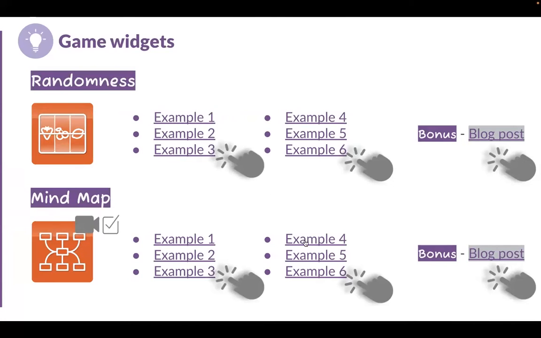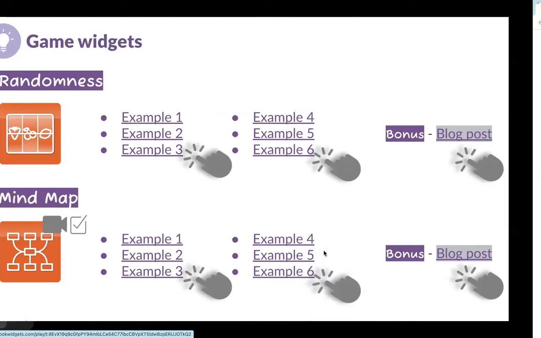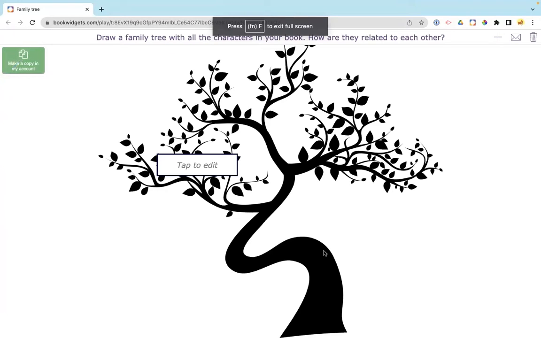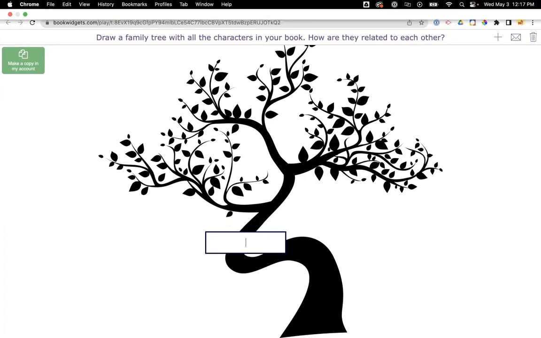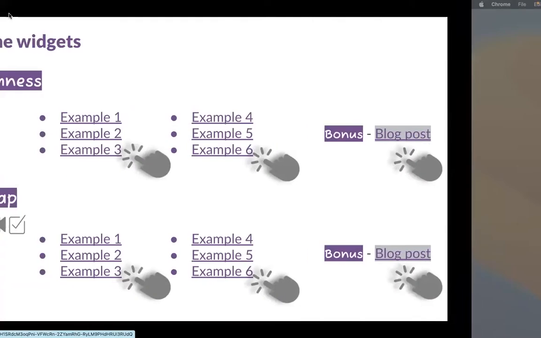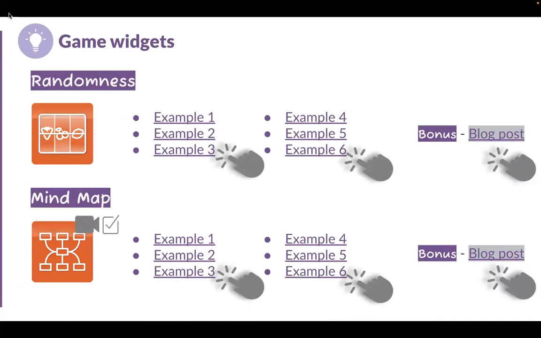Let's take a look at another example. There we go. Draw a family tree with the characters in your book. So here we have a background image that is also giving the students some guidance as to where they could place their mind map tiles. So being able to put these little boxes in and kind of show relationship. They can guide the placement by using that background image. And I'll show you how to do that when we pop over to tips and tricks. All right, let's take a look at some more game widgets.